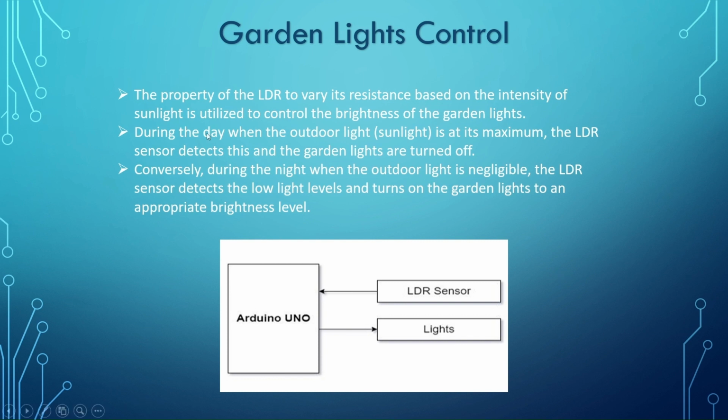As in this image, you can see that the LDR sensor detects the light and sends that information to the Arduino Uno, and the Arduino Uno in turn controls the lights. That is, the intensity of light is controlled by the Arduino Uno.